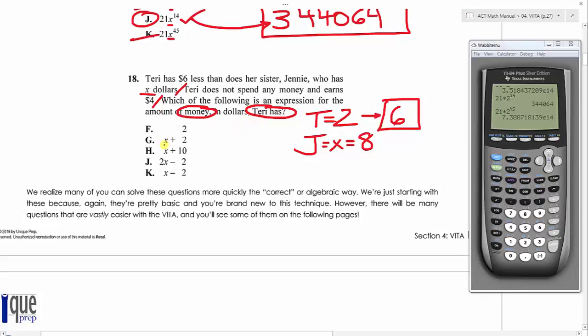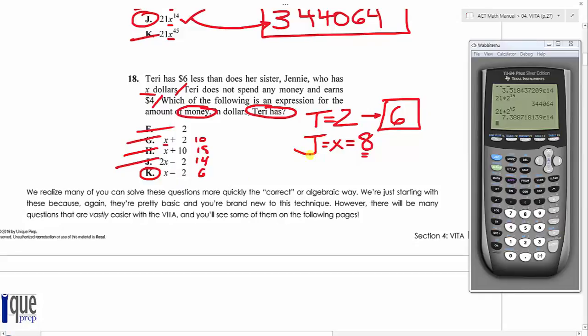So when we go to the answers, notice we're throwing in the 8 because that's what we threw in for X, but we're trying to find 6. Well, answer choice F obviously doesn't work. Answer choice G is going to be 8 plus 2, which is 10. That does not work. Answer choice H is going to be 8 plus 10, which is 18. That obviously does not work. Answer choice J is going to be 2 times 8, which is 16 minus 2, which is 14. That does not work. And answer choice K is going to be 8 minus 2, which equals 6, and indeed that does work. So once again, we listed our variables, we threw in some numbers, we got a numeric solution, and we found that answer choice K equaled that numeric solution.